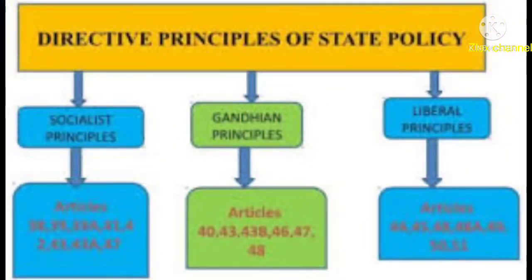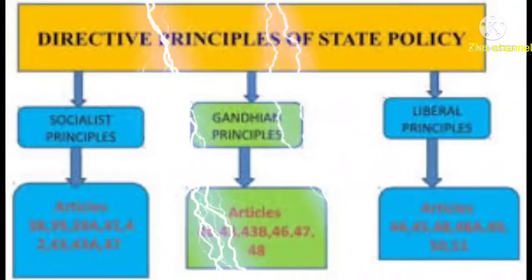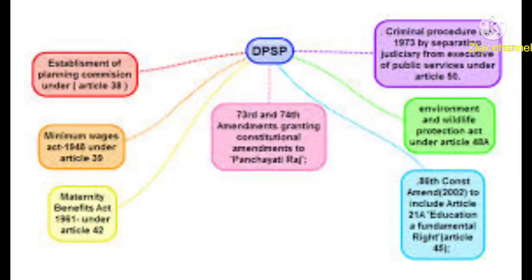Friends, now let's learn Directive Principles of State Policy. Part 4 of our Constitution contains guidelines given to the government to ensure the welfare of the people. These guidelines are called Directive Principles. These principles are directives to promote a just social order. The importance of this principle can be judged from the fact that the Supreme Court has referred to them as the conscience of the Constitution.